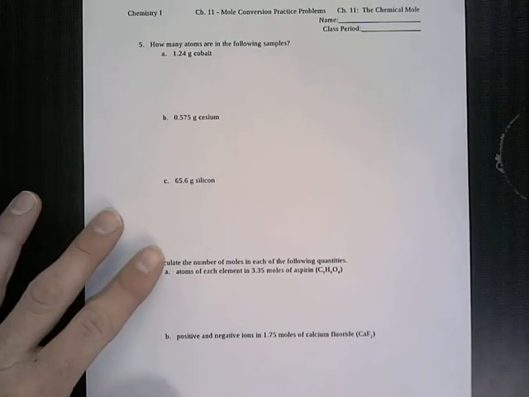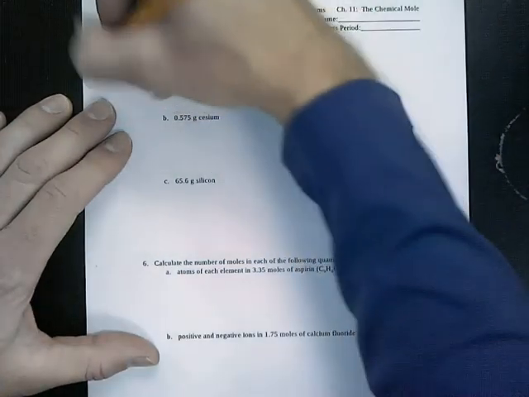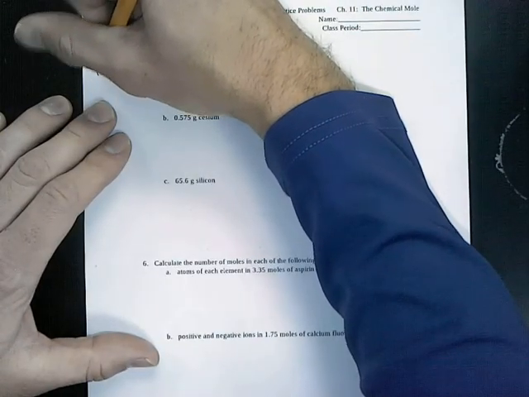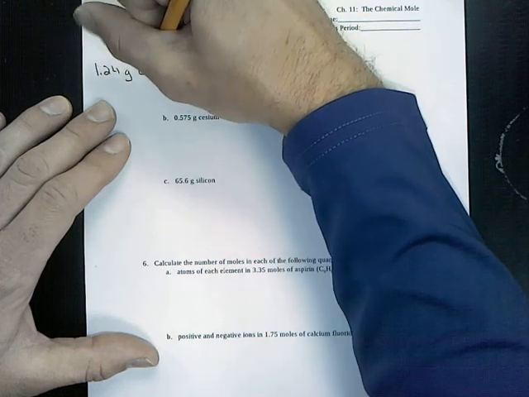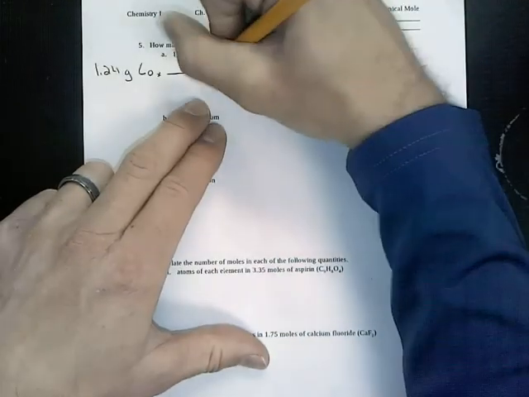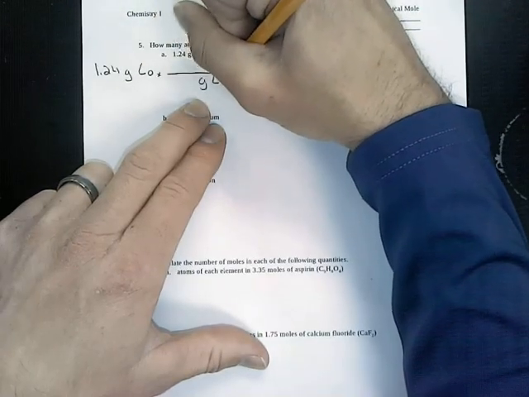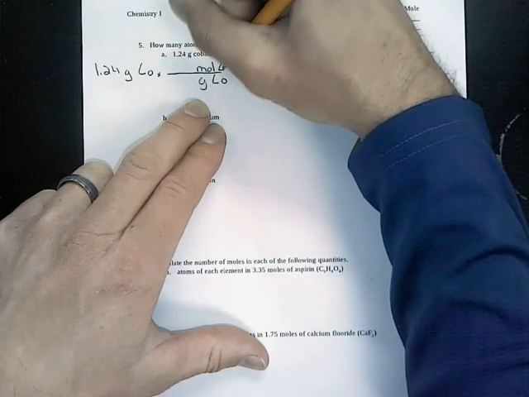Number 5 here says, how many atoms are in the following sample. I will tell you this is a 3-step conversion. So for our 1.24 grams of cobalt, we start out and we put 1.24 grams of cobalt. The symbol for cobalt is Co. We then need to cancel our units diagonal, so we have grams of Co on bottom. And we can't go straight to atoms. We have to first go to moles.